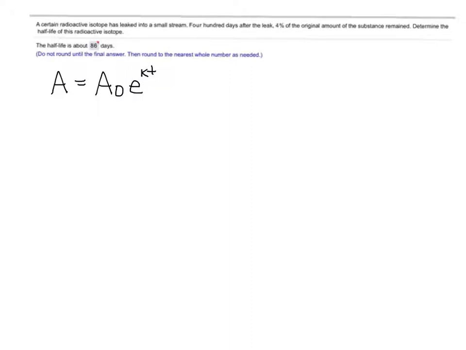Now what we know is that it has leaked into a small stream. 400 days after the leak, 4% of the original amount of the substance remains. So 4%, 0.04 of the original amount, that's what a sub 0 stands for. So this means 4% of the original amount is going to equal the original amount times e to the rate times time, and we know the time is 400 days.